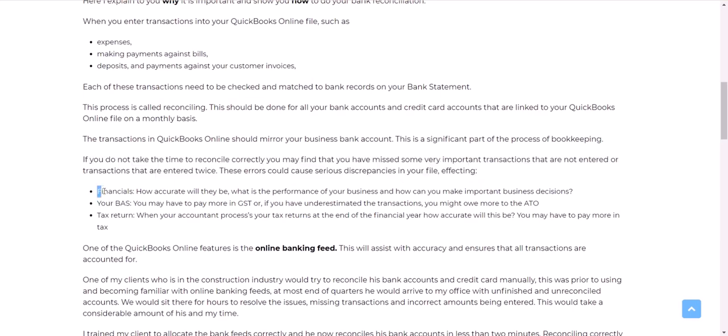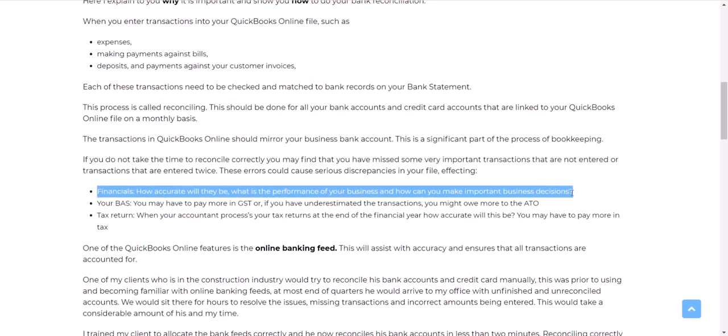Well, one, it's going to affect your financials, because how accurate are they? How are you going to make those important decisions when you're looking at your profit and loss and something hasn't been entered, or it's actually been entered twice? Or instead of sending the payroll to your payroll clearing account, it's actually gone to your bank account, and therefore added another wage amount to your profit and loss. And these are the things that I teach you in the financial section in our lesson coming up at 9.0, financials, understanding your financials and other reports.